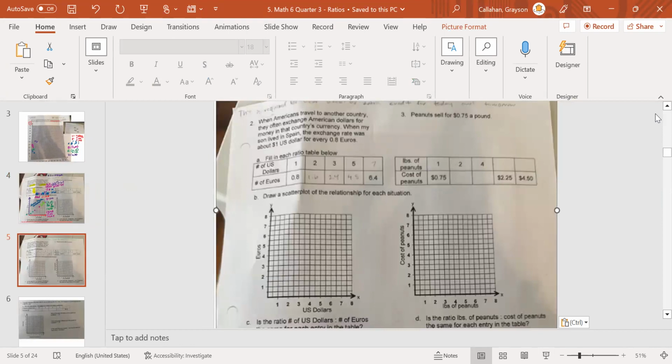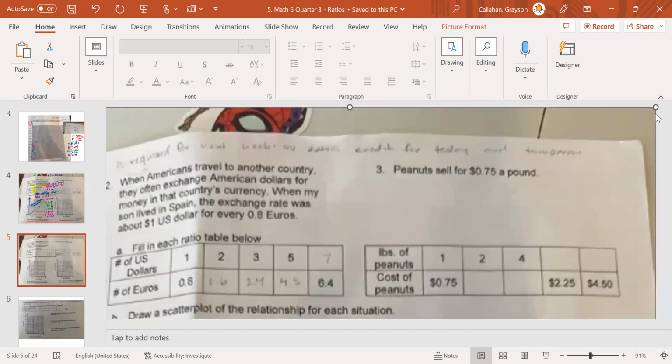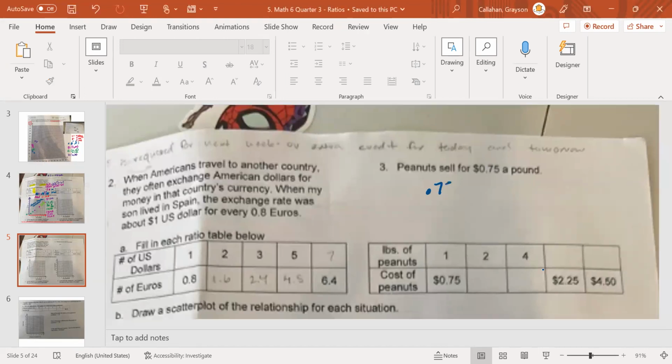Now on number 3, okay? So for number 3, it says peanuts sell for 75 cents a pound. Emma, that's not yours. Okay, so peanuts are 75 cents a pound. So this is your ratio, okay? 75 cents equals 1 pound. Do you see that? So we have money and weight of what? Peanuts. Okay, so let's fill in this table.